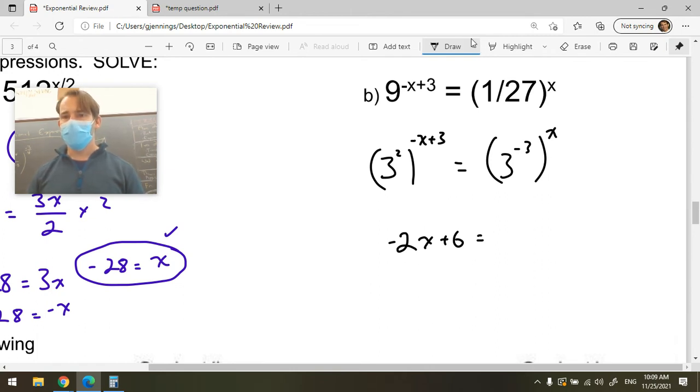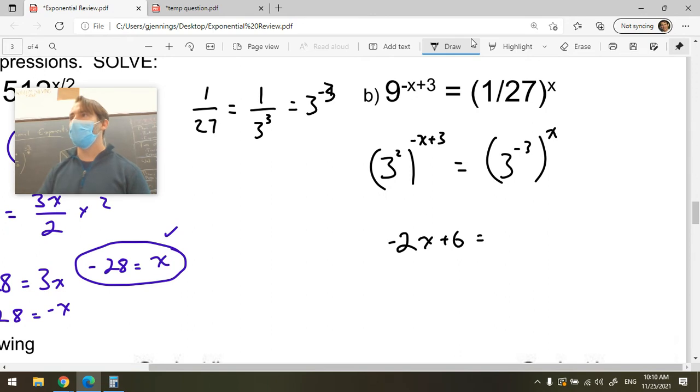1 over 27 equals 1 over 3 to the 3 equals 3 to the negative 3. That's how we did it. That's how Max did it.